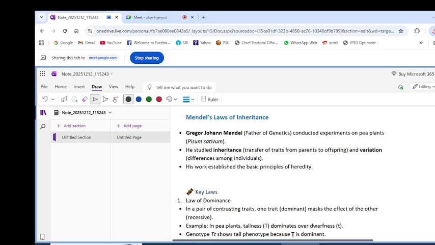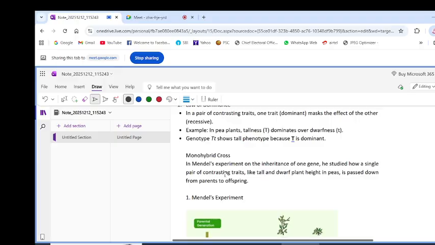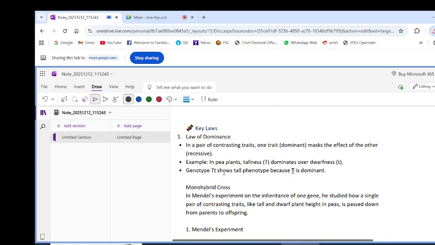So he worked on these phenomena, inheritance and variation. He formulated three laws: law of dominance, law of independent assortment, and law of segregation. First we are going to study the law of dominance. From the word dominance you can understand that there is a dominant character.